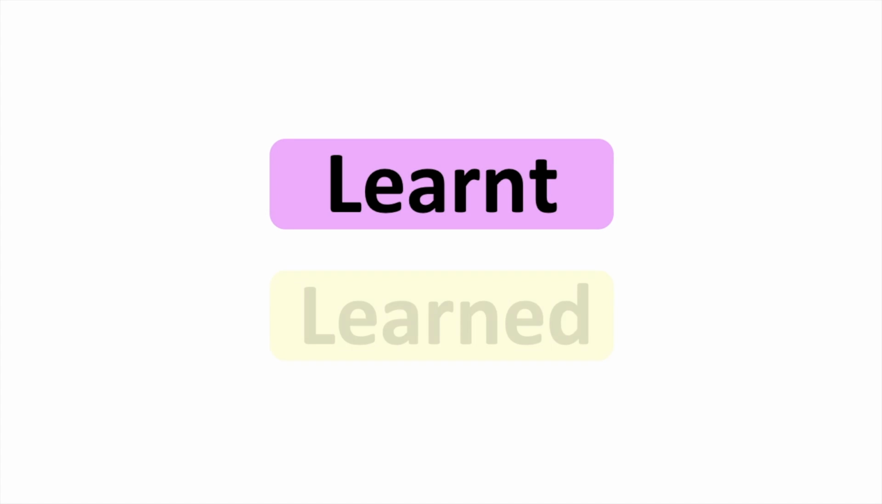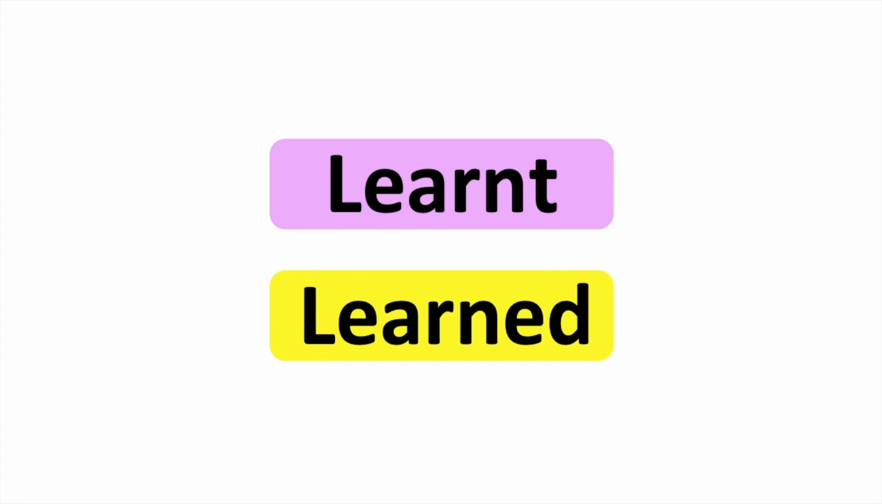Learnt, learned. These are both past tense forms of the verb to learn. Learn means to acquire knowledge about something. The difference is in spelling and pronunciation.